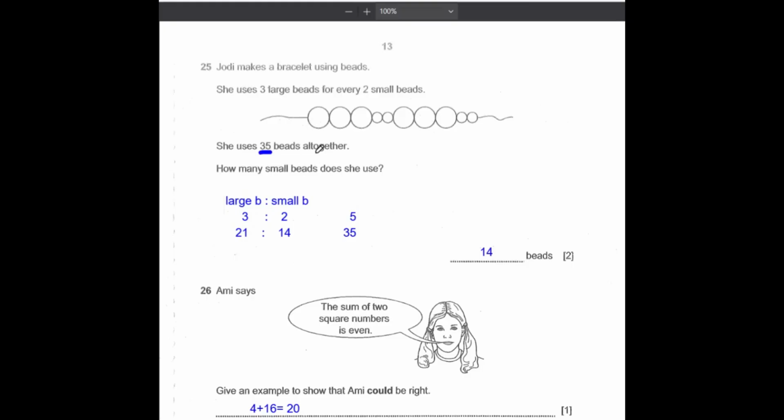What is 35? 35 is all together. If 35 is all together, then you need to add the ratio, like 3 plus 2 is equal to 5. And then you put the 35 under the total because it's all of them together. Then you see 5 multiplied by which number gets you 35. Multiply by 7. If you multiply here by 7, then all of it should be in the same ratio. Multiply each one of them by 7. 3 multiplied by 7 is 21, and 2 multiplied by 7 is 14. What's the question? How many small beads? Then small beads is going to be 14 small beads.